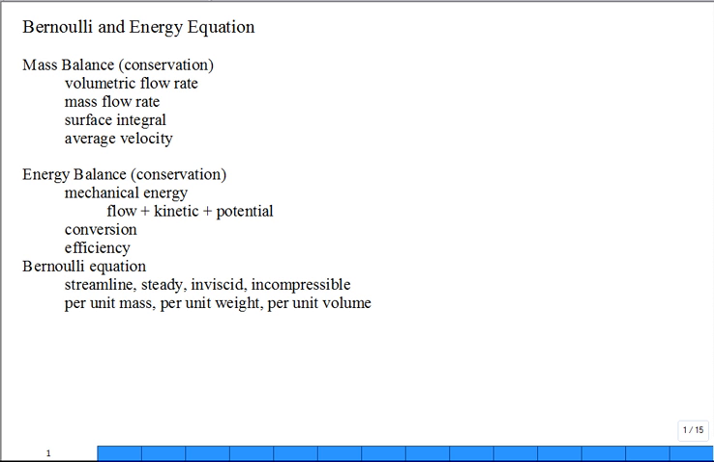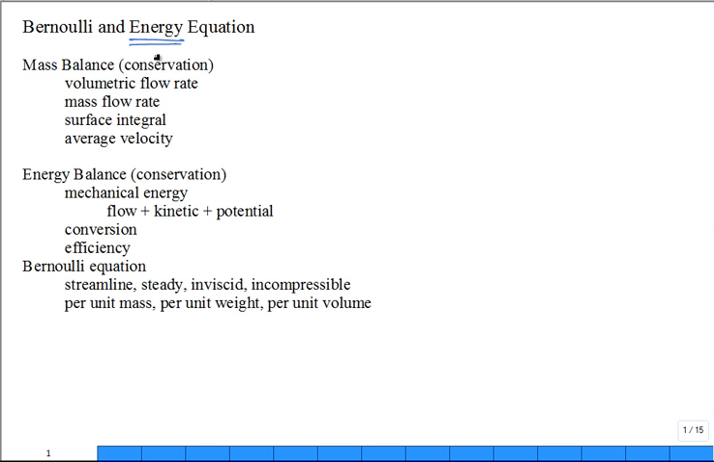So we're going to deal with the Bernoulli equation. And it's really a statement of the conservation of something, and it's a conservation of mechanical energy. And so it's an energy equation, energy conservation equation. That's what it is. I'm going to emphasize that.